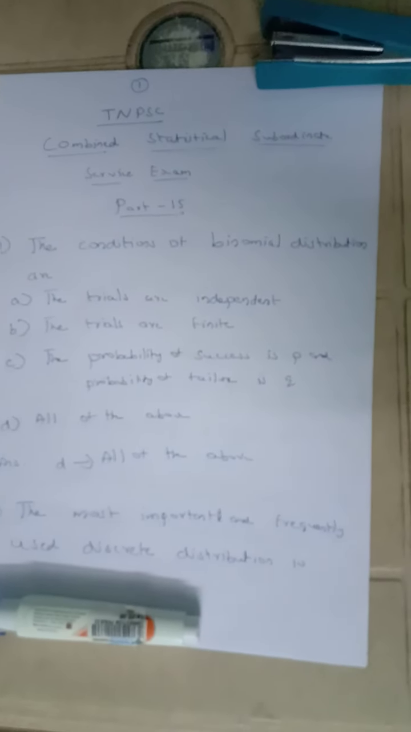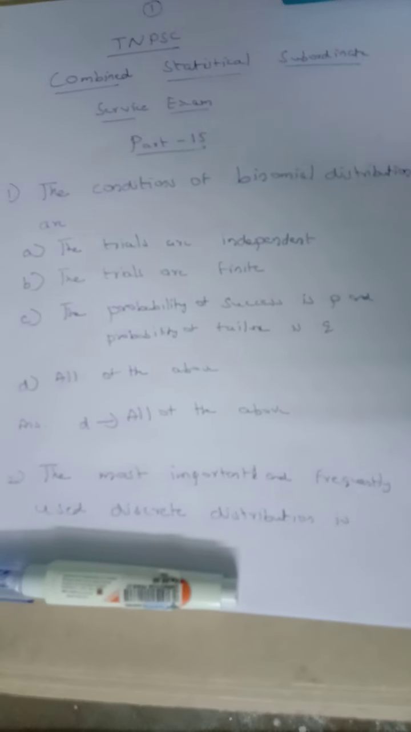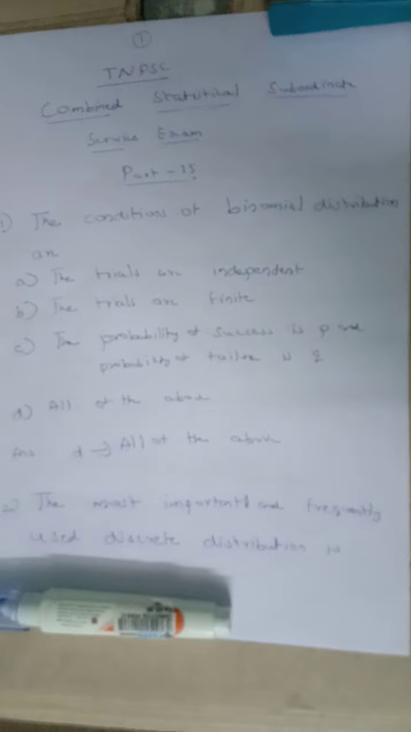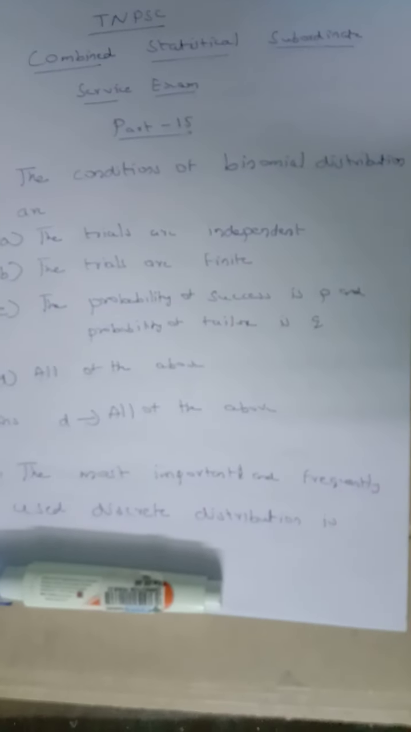Binomial distribution is the most important discrete distribution where the trials are independent of each other and all the trials are finite, and the probability of success is denoted by P and probability of failure is denoted by Q. Let us move to the next question.